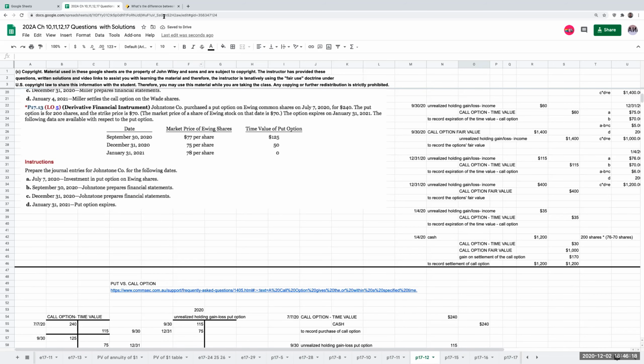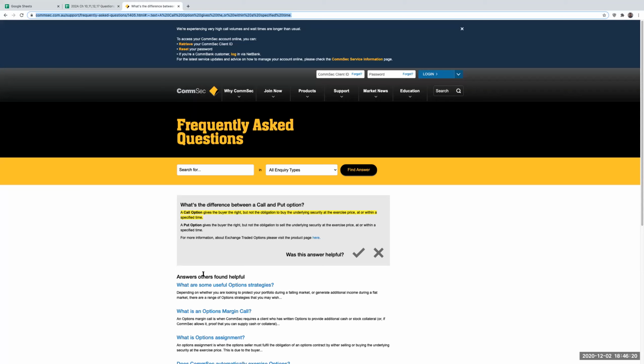And again, if you want help understanding what a put option is or what a call option is, that's the difference between those two.